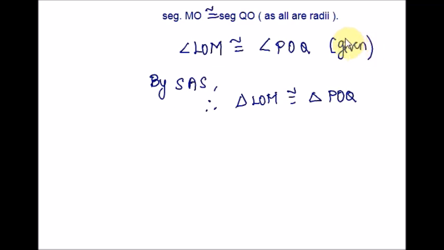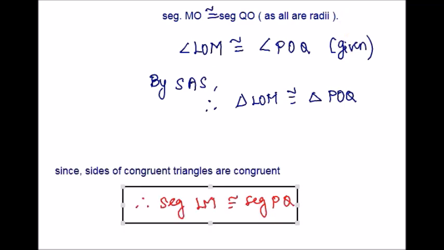Since the corresponding sides of congruent triangles are congruent, you can say that segment LM is congruent to segment PQ. Hence we proved the converse of the previous theorem. Hope you are clear with this converse theorem.